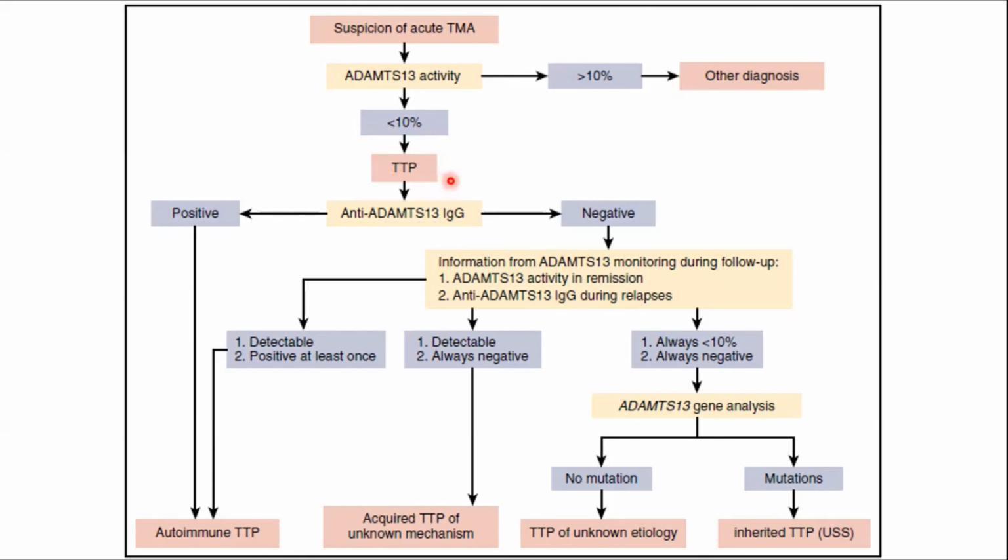So after we confirm the diagnosis of TTP, we need to perform the anti-ADAMTS13 IgG autoantibody testing. If it's positive, it is suggestive of autoimmune TTP, and if it's negative, then we have to follow the patient with ADAMTS13 monitoring. Then we have to measure the ADAMTS13 activity in remission and anti-ADAMTS13 IgG during relapses. If the level is always less than 10% and the antibody is always negative, then ADAMTS13 gene analysis is done. And if there's a mutation, inherited TTP is diagnosed, and if there's no mutation, TTP of unknown etiology is diagnosed.